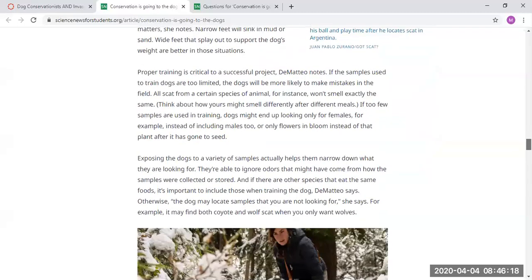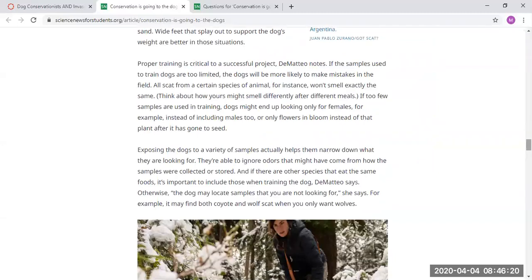It says here, proper training is critical to a successful project, and Mateos notes, if the samples used to train dogs are too limited, the dogs will be more likely to make mistakes in the field. All scat from a certain species of animals, for instance, won't smell exactly the same. Think about how yours might smell differently after different meals.